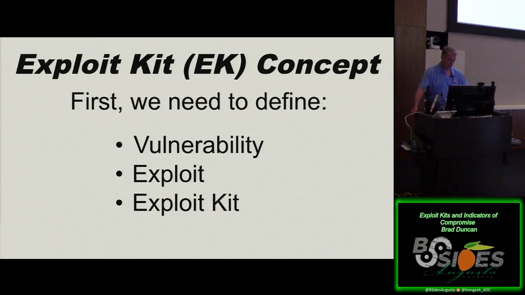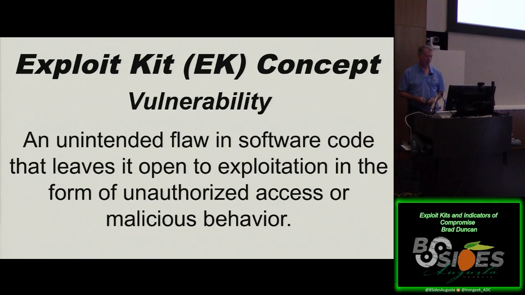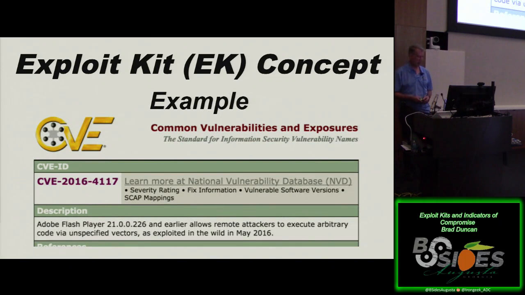To understand the exploit kit concept, we need to clearly define what a vulnerability and an exploit are before we can define what an exploit kit is. A vulnerability is an unintended flaw in software code that leaves it open to exploitation in the form of unauthorized access or malicious behavior. These are cataloged in the Common Vulnerabilities and Exposures database, with CVE numbers. Here's one for Adobe Flash Player.